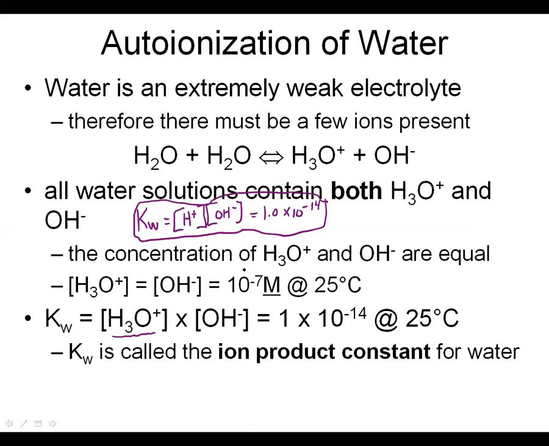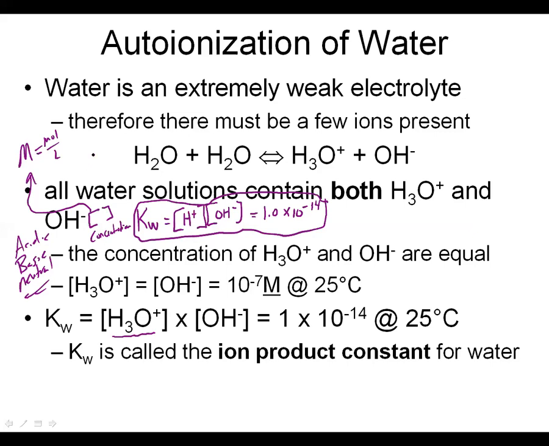So this relationship here is really important. It is how we can determine whether, when we have a solution, it is acidic, basic, or neutral. And when we see those little brackets, those brackets mean concentration. What concentration typically means here is molarity, moles per liter. So when you see those brackets, it implies that we're talking about a molarity.